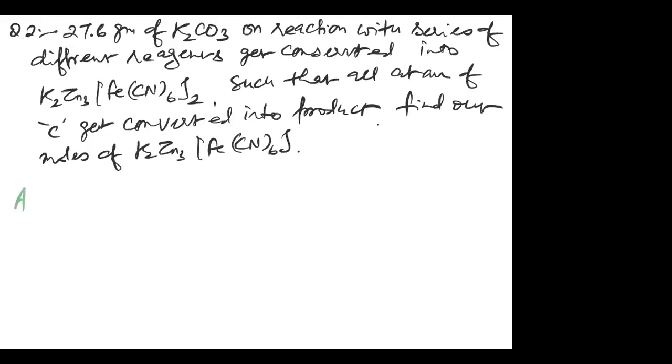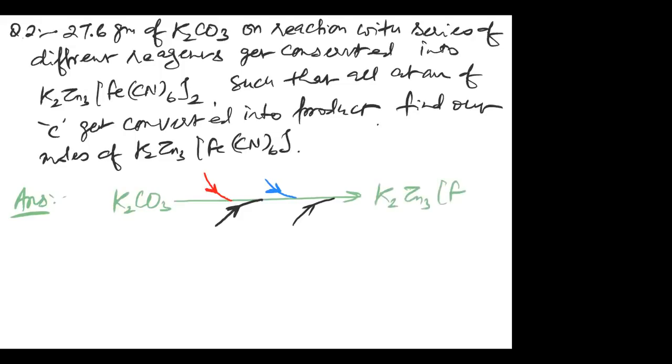So as per the information given in the question, K2CO3 is treated with a series of different reagents. It may be anything, including those containing zinc or iron, but the condition is that all the carbon gets converted into this complex product.